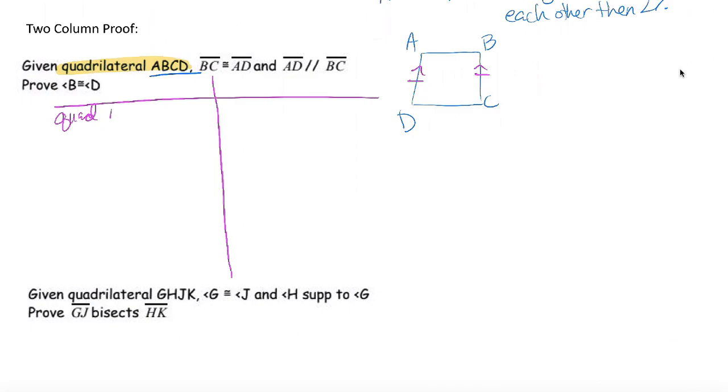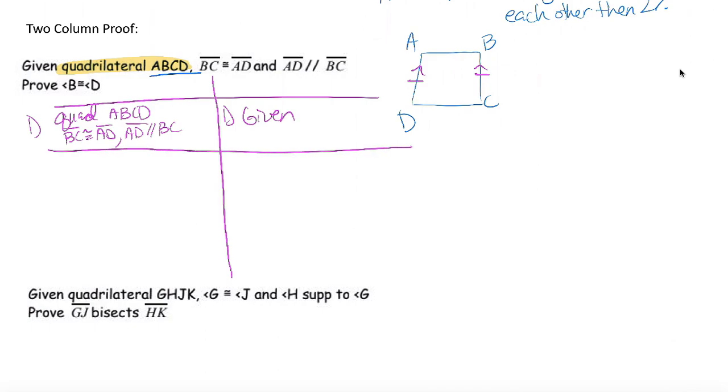We are given quad ABCD. We aren't told that it's a parallelogram. It's a general quadrilateral. We are also given that BC is congruent to AD and that AD is parallel to BC. So this is all given. That was enough to prove it's a parallelogram. So I'm going to say ABCD is parallelogram symbol.